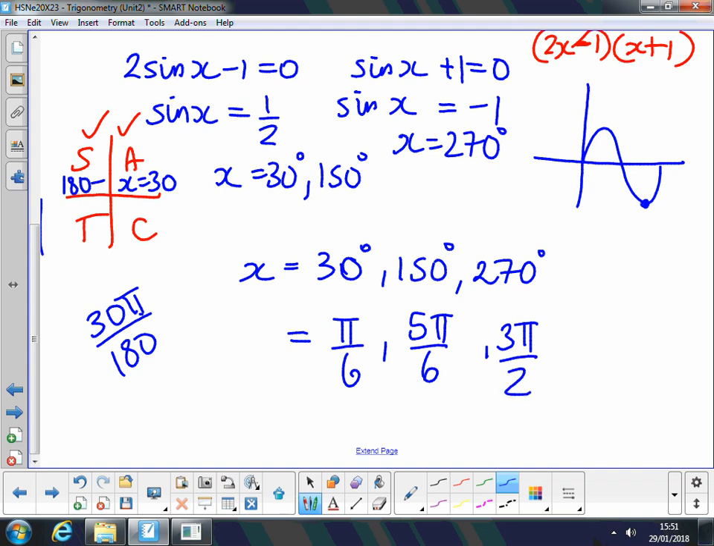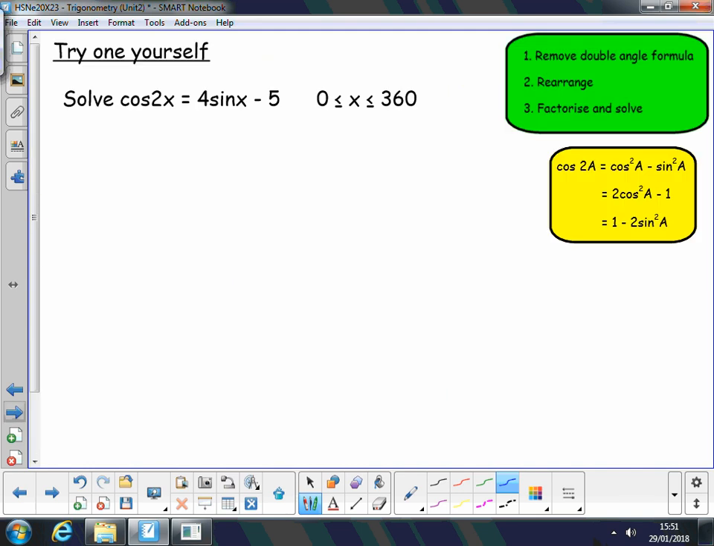There you go. Now, that's the last example in your notes. However, I'm going to give you an opportunity to try one yourself. So you're going to try and solve cos 2x equals 4 sin x take 5. So if you hit pause just now, try it yourself and then hit play again. Bet you wondered how long I was going to wait.